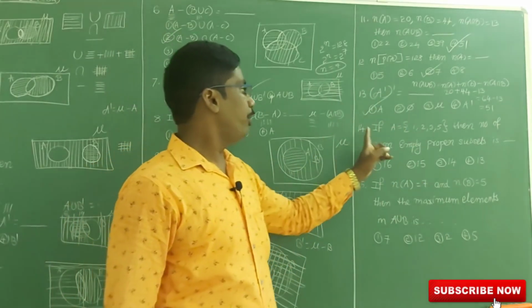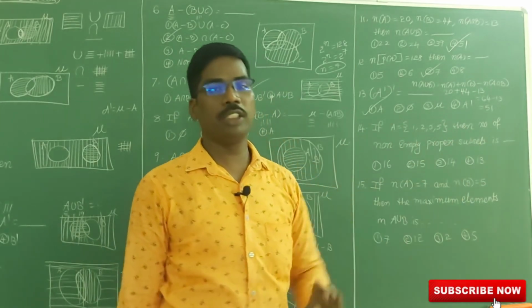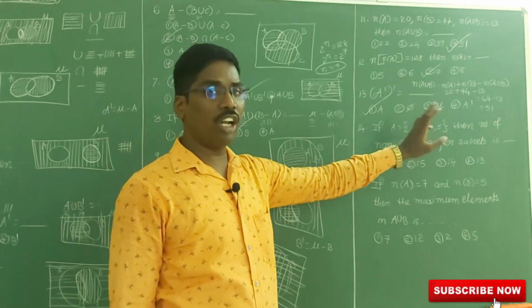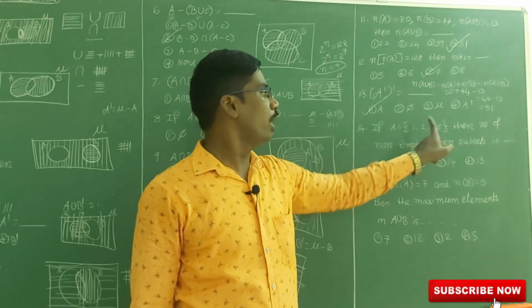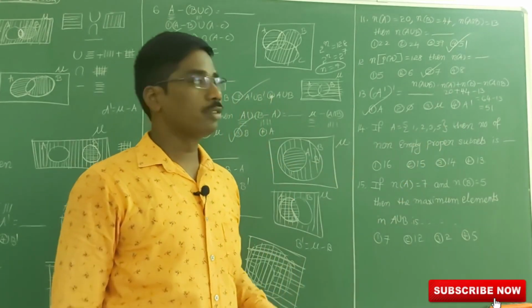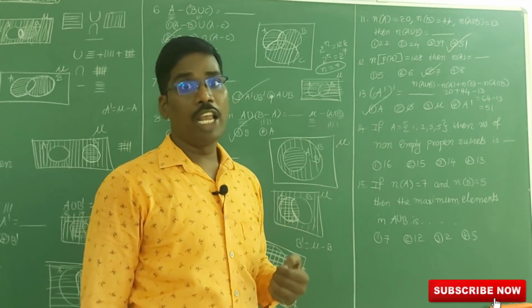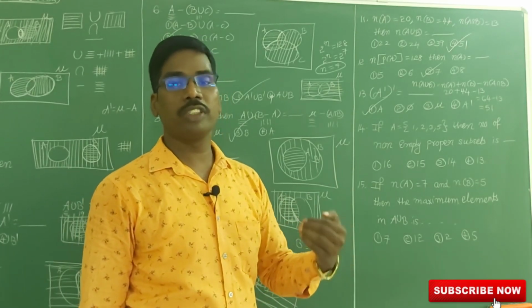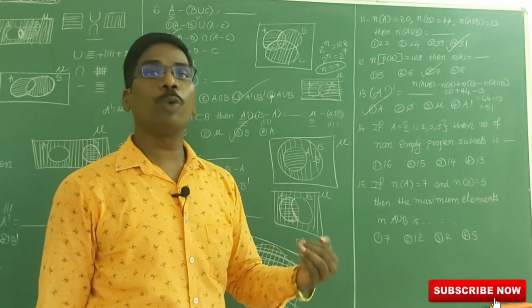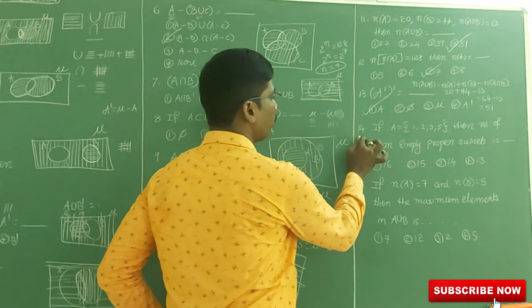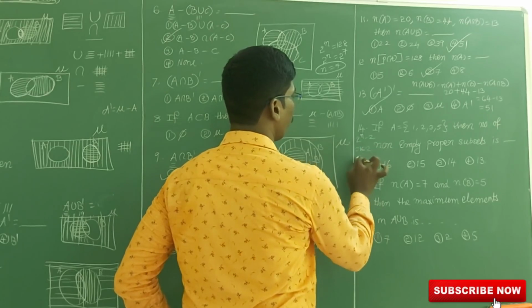If A is equal to 1, 2, 3, 5, then the number of non-empty proper subsets is asked. Don't get confused: up to 5 means 5 elements, not only 4 elements. If they are asking subsets, 2 power 4, 16. If they are asking proper subsets, 2 power n minus 1, 16 minus 1, 15 is the answer. Now they are asking non-empty proper subsets, which means 2 power n minus 2. So 16 minus 2, that is 14 is the answer.